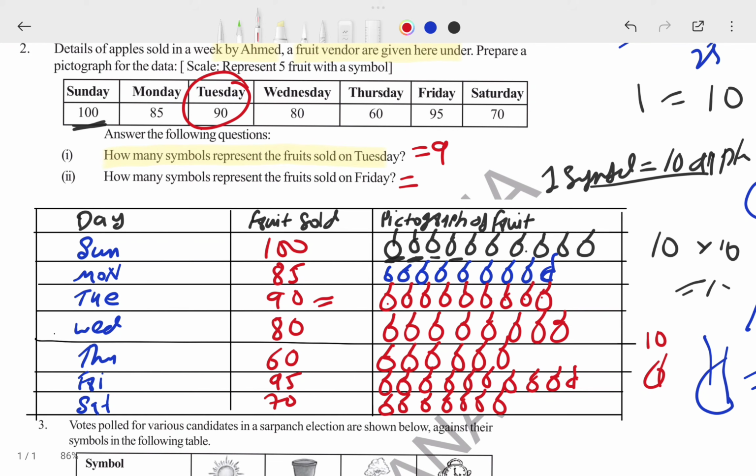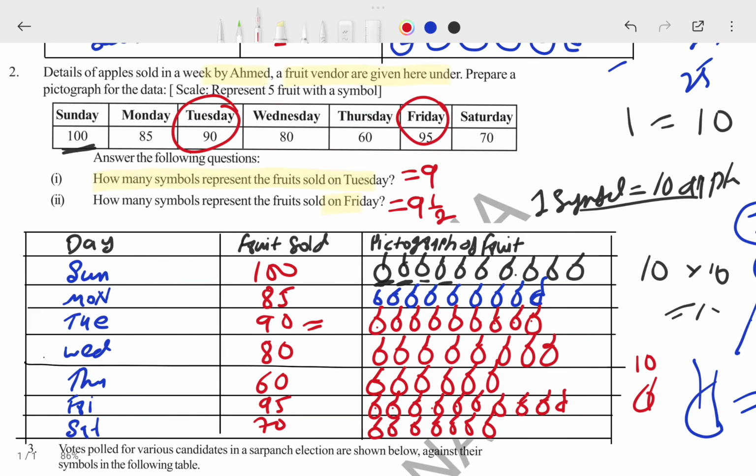So this is the last question. How many symbols represent the fruit sold on Friday? On Friday, how many fruits are sold? 95 fruits are sold. So how many pictures did we make? 1, 2, 3, 4, 5, 6, 7, 8, 9 pictures, and one half picture. So 9 and a half pictures we made. So generally the answer is not given.